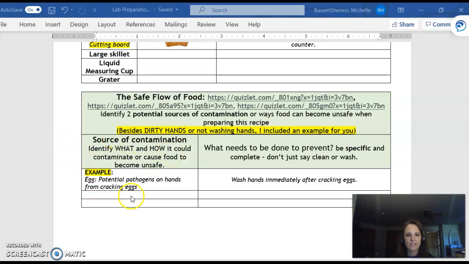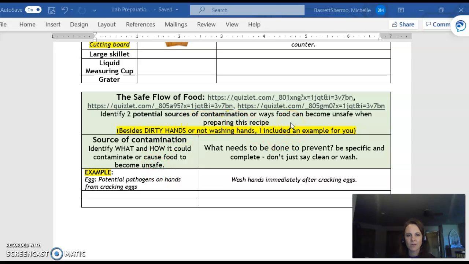So you need to identify 2 additional sources. Do not just say dirty hands. What's on the hands? What would happen? And I also used hands, so don't include that. So identify another source of potential contamination along the way.